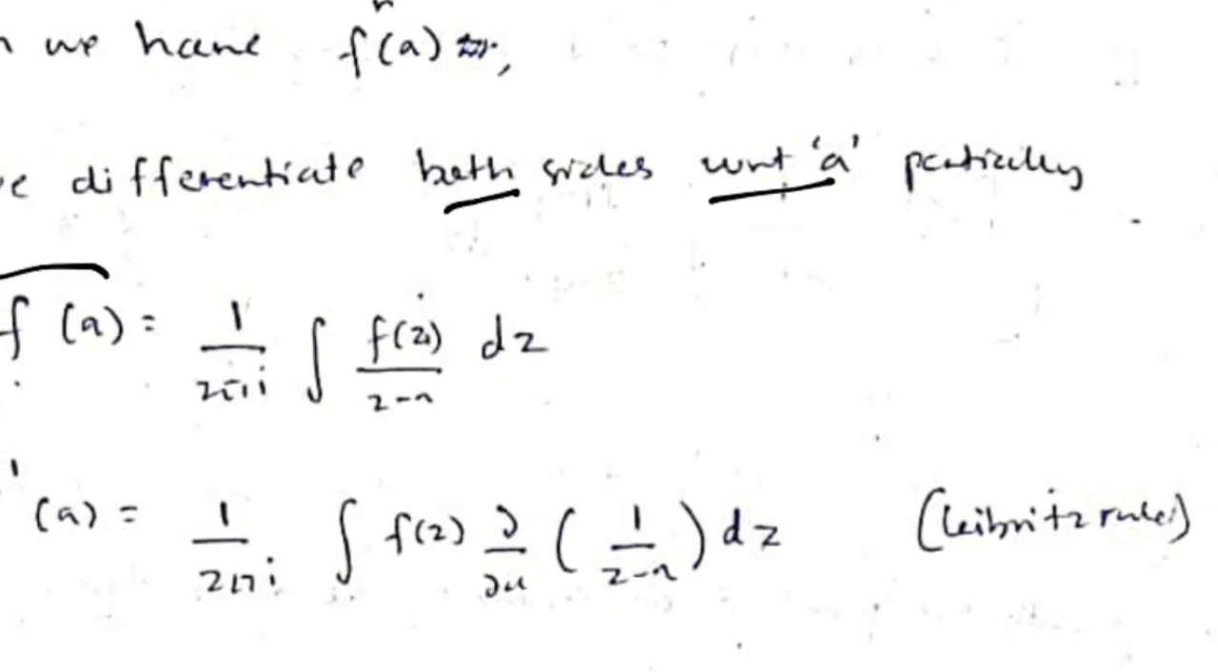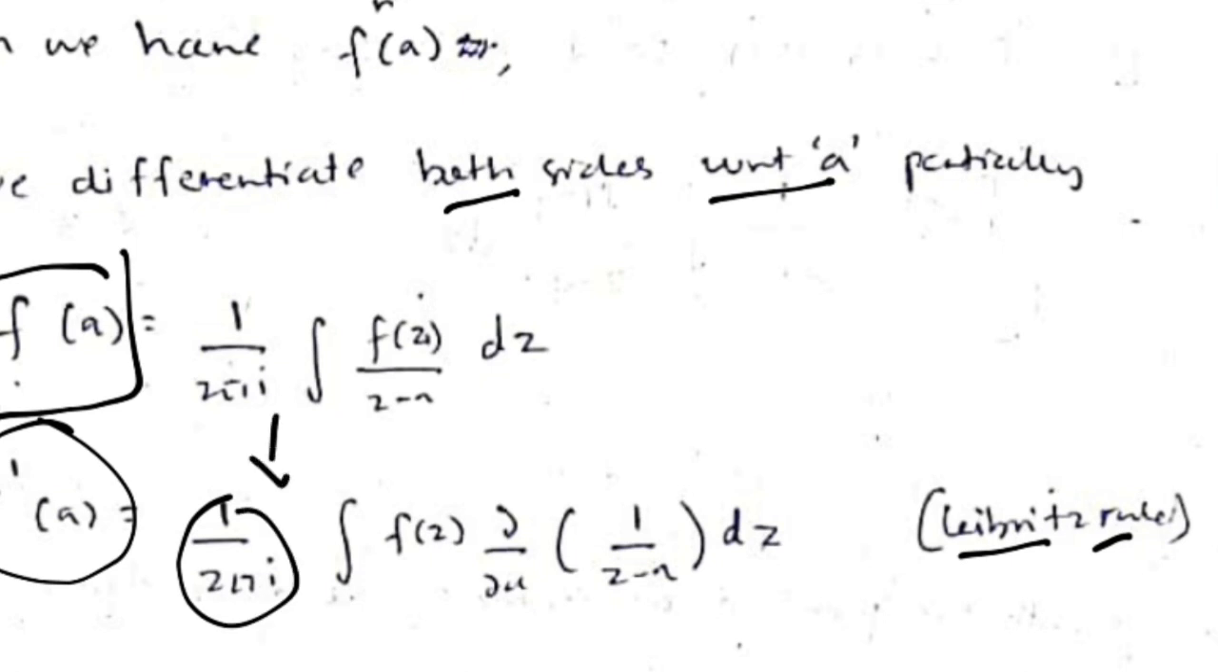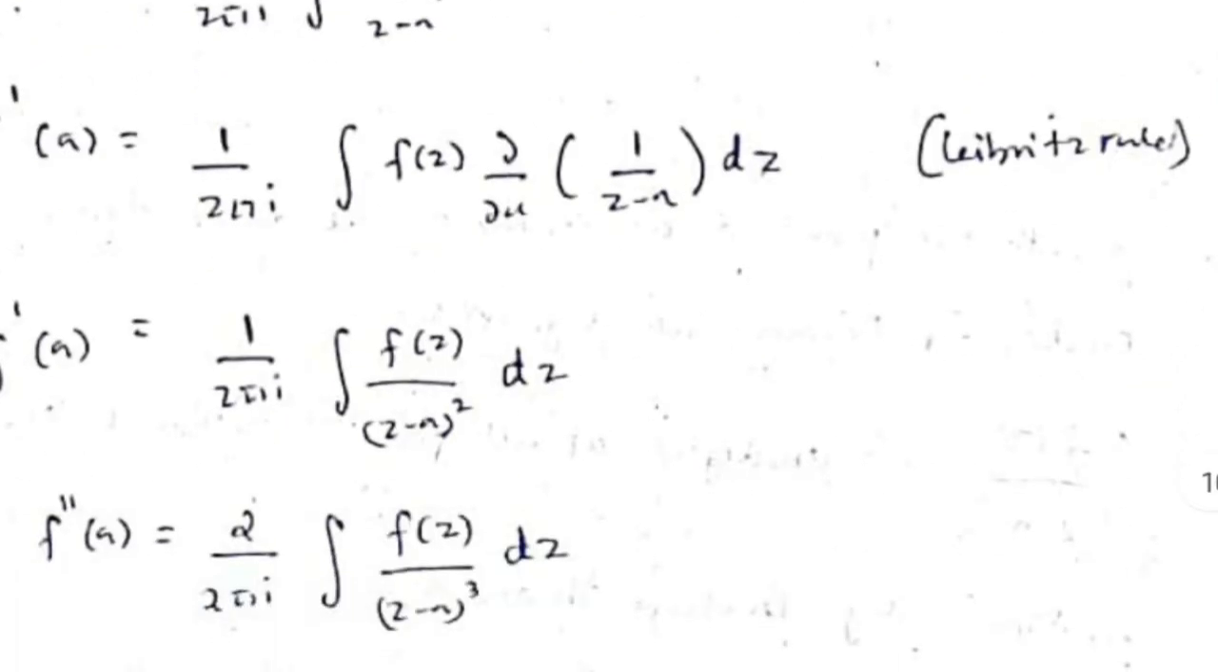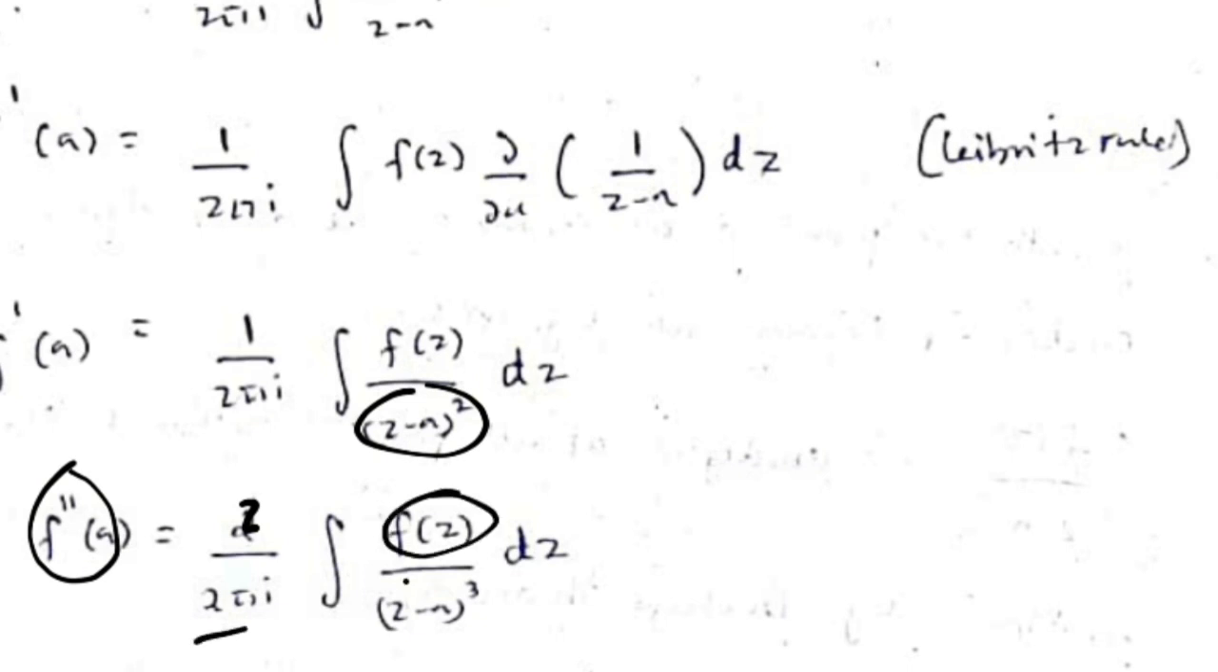That means when we differentiate f of A with respect to A, we will get f dash of A, and here we will be applying the Leibniz rule, where 1 by 2 pi i will be constant, and here we will be differentiating partially with respect to A. So f of z will be taken outside and we will be differentiating 1 by z minus A partially with respect to A. That will give 1 by z minus A whole square, okay. So if we differentiate again, for f double dash, at that time we will get 2 by 2 pi i integral of f of z by z minus A whole cube.